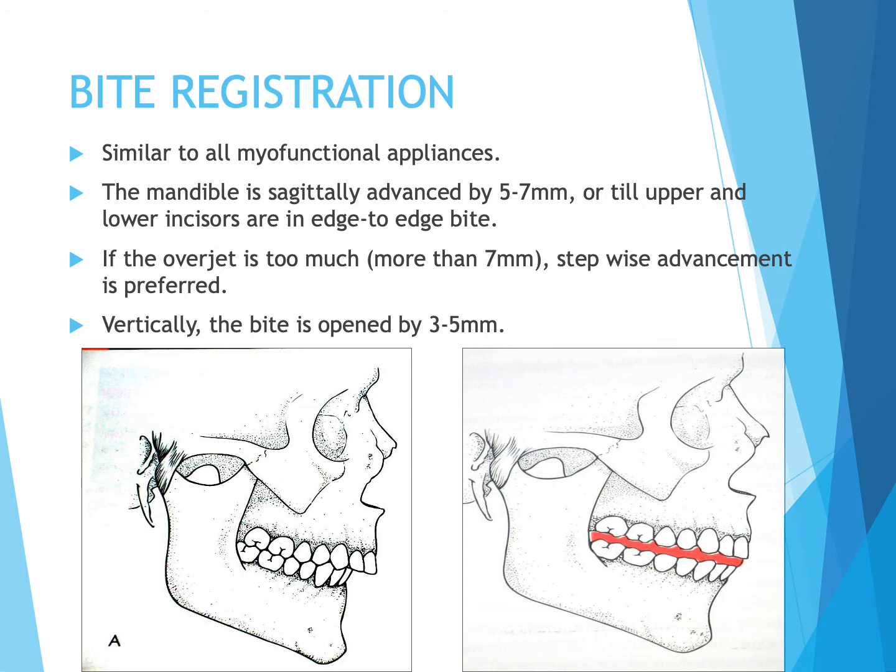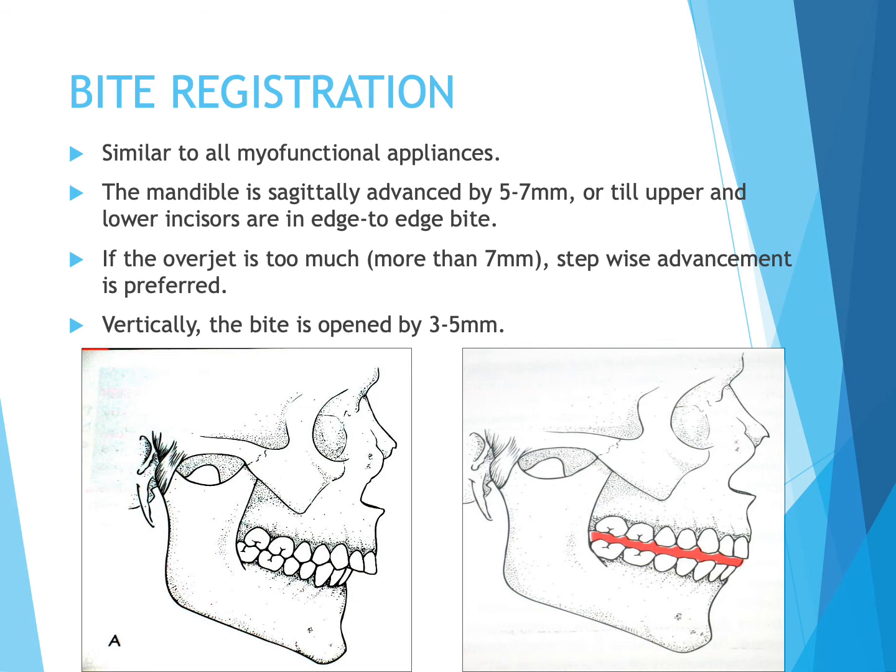Okay, some of you may wonder what stepwise advancement is. For example, in a patient with an overjet of 14 mm, the maximum the patient can protrude the mandible forward is around 7 mm only. So the first twin block is made with a bite registration of 7 mm. The patient will wear the twin block for about 3 to 4 months, and after that we will do stepwise advancement.